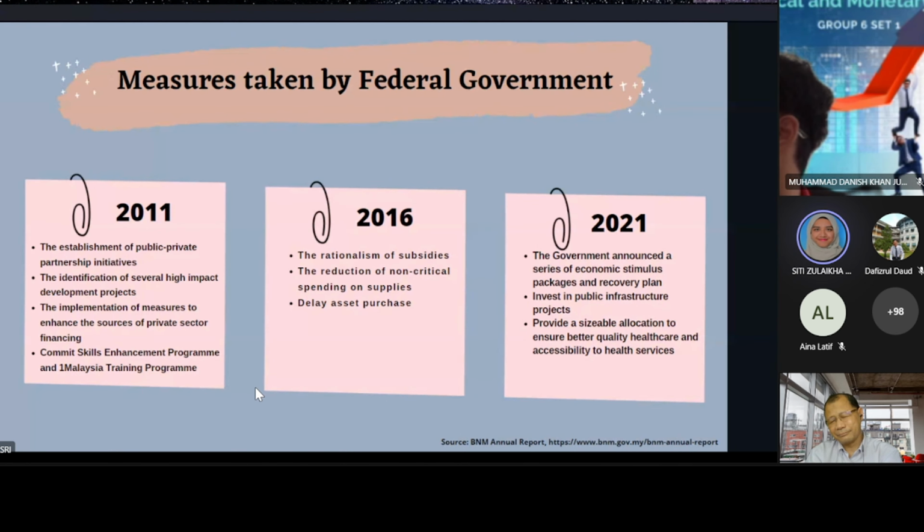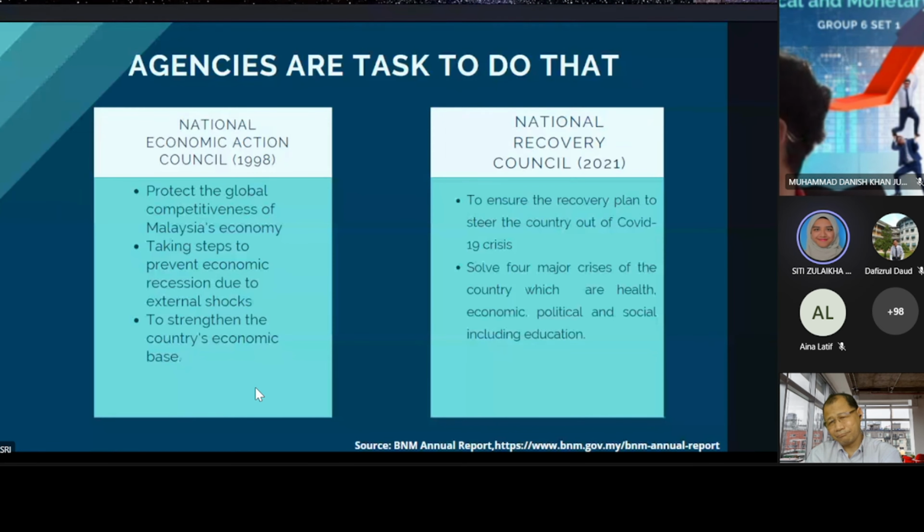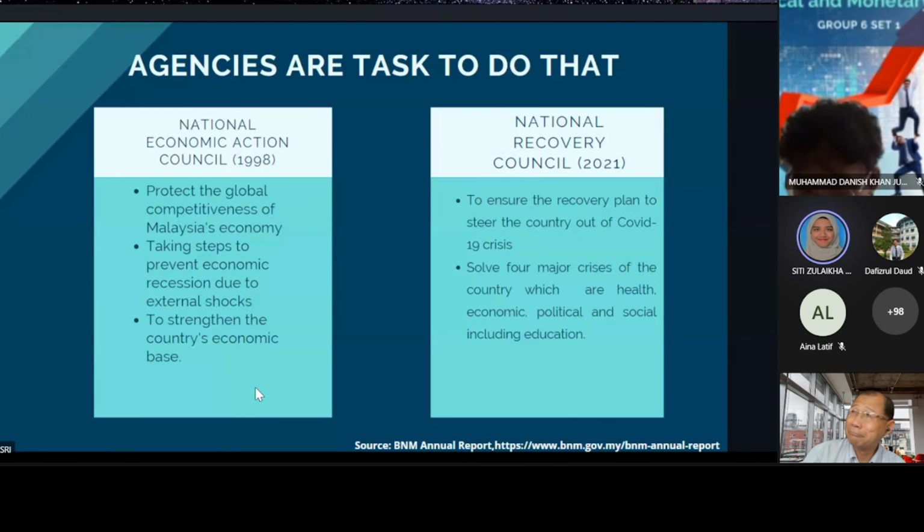Next, I will proceed with the agencies. In 1998, there was the National Economic Action Council, which was to protect the global competitiveness of Malaysia's economy, taking steps to prevent economic recession due to external shock and also to strengthen the country's economic base.